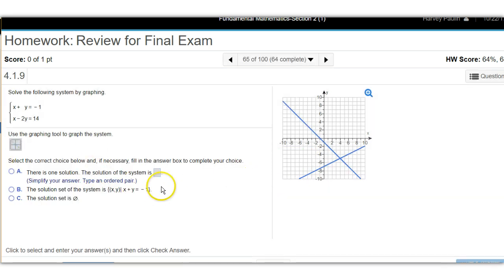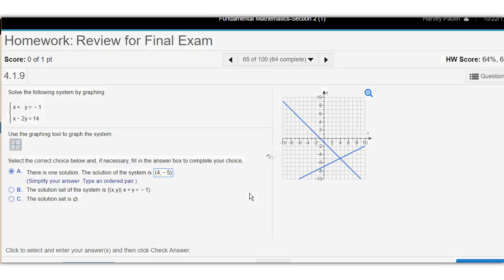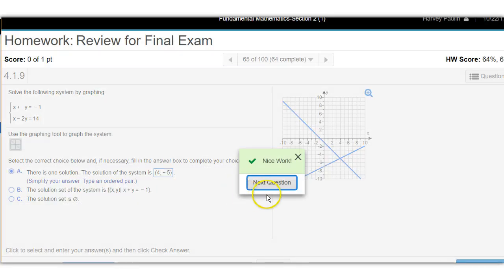And they're going to ask me for the y-intercept here. I use my tool. So our x value is 4 and a negative 5. And check my answer, and I have that one correct.